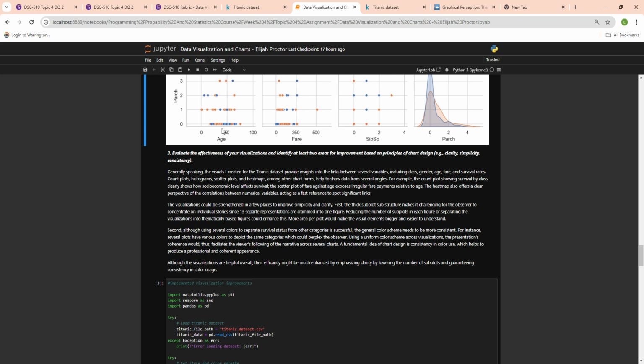And so what we could do is make it simpler and clearer, so the large number of subplots crammed into one thing can make it hard to focus on individual insights. So it's probably better to break them up into fewer theme-based figures, which would make each visualization easier to understand. We can also use consistent colors across different plots, because it can be confusing if we use different colors. So it's probably best to have a uniform color scheme throughout the visualizations, and it can make the overall presentation a lot more cohesive and easier to follow.